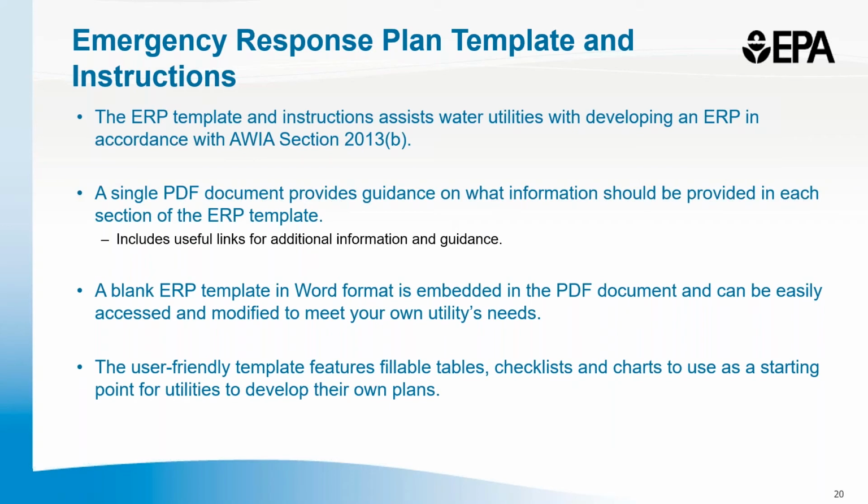The ERP template and instructions was designed to help water utilities in developing their emergency response plan to meet the requirements of AWIA Section 2013B. It's a PDF document, but also includes an embedded Word document that you can use to change the tables and customize for your utility. It also includes fillable tables, checklists, and charts. That's a starting point for developing emergency response plans.